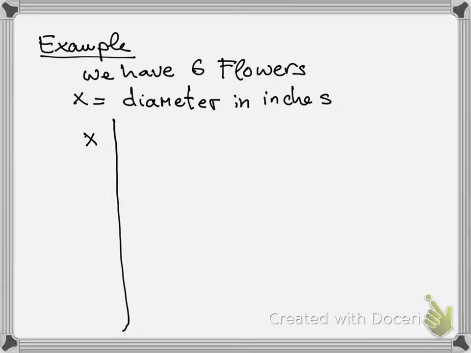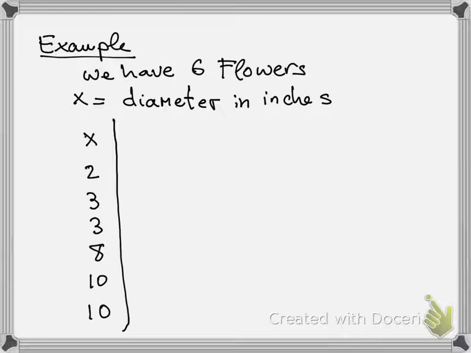Let's say the first flower's diameter is 2. Then let's say 3. Let's say the third flower has the same diameter. Then the fourth flower, diameter is 8. Fifth flower, diameter is 10, and then 10. So again, this number x represents the diameter in inches of the flower. First flower's diameter is 2 inches, etc.